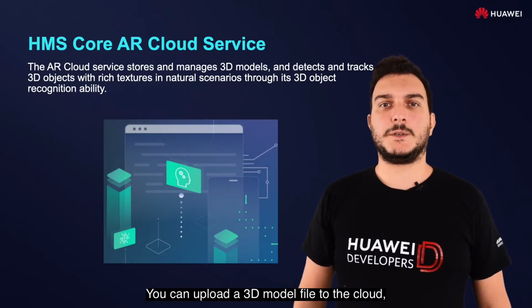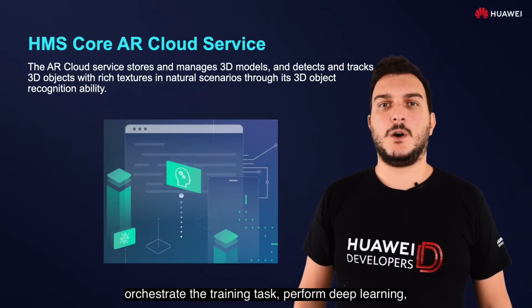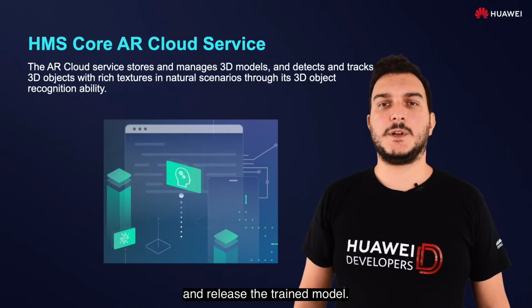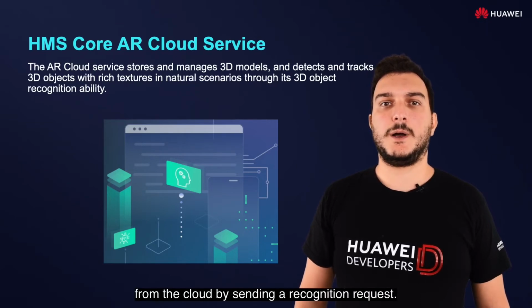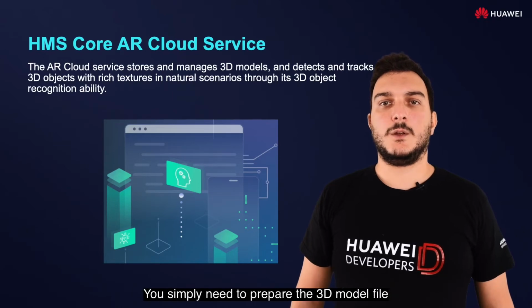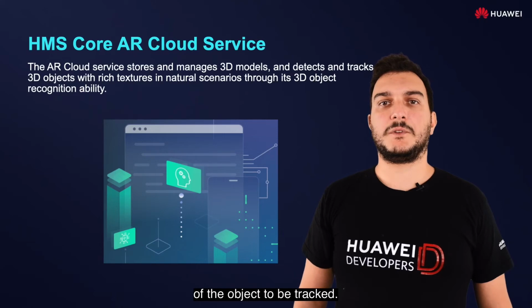You can upload a 3D model file to the cloud, orchestrate the training task, perform deep learning, and release the trained model. The client can obtain the recognition result from the cloud by sending a recognition request. You'll simply need to prepare a 3D model file of the object to be tracked.